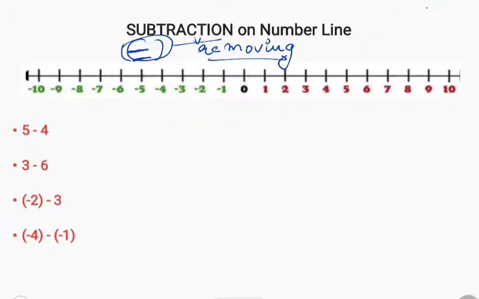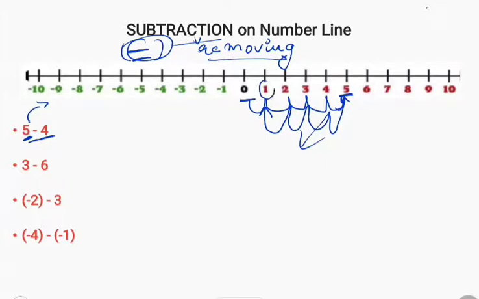Now we'll see the subtraction. First it says 5. Initially we are at 0. Now we have to move 5 steps, and since there is no sign, it is treated as positive, so we'll move on the right side. 1, 2, 3, 4, 5. So we reached 5 on the number line. Now we have to minus, that is subtract, that is remove from this. How many steps do we have to remove? 4 steps, so we move in the opposite direction. 1, 2, 3, 4. After removing 4 steps, we reached 1. So the answer is 5 minus 4 becomes 1.